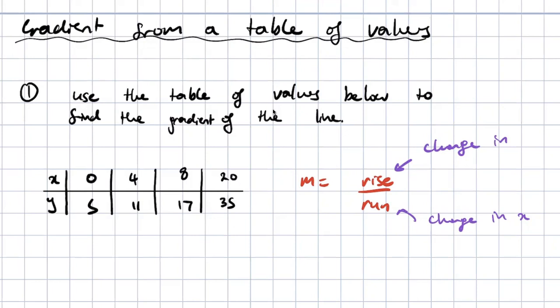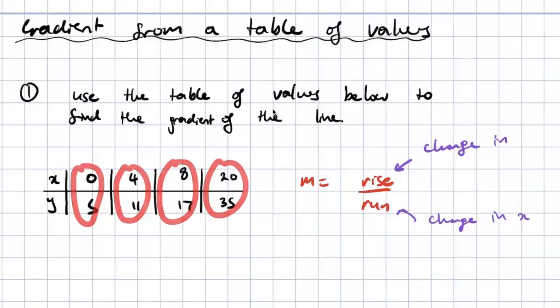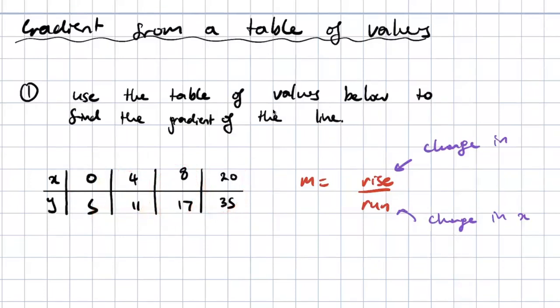We know when we're looking at a table of values, each of these essentially refers to a set of ordered pairs, otherwise known as coordinates. For example, this first one is x, y. We relate that to the point (0, 5). This one down the end here is the point (20, 35), because we have an x and we have a y value. So we want to make sure that we understand how we're able to use those.